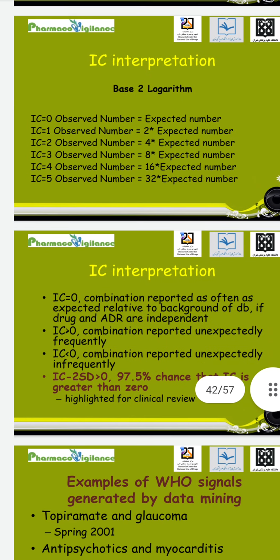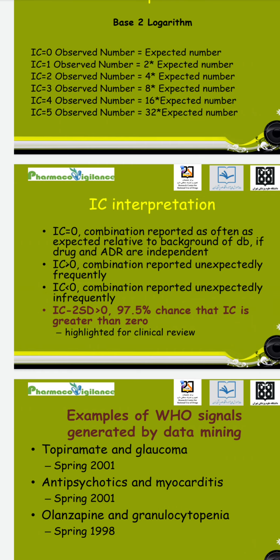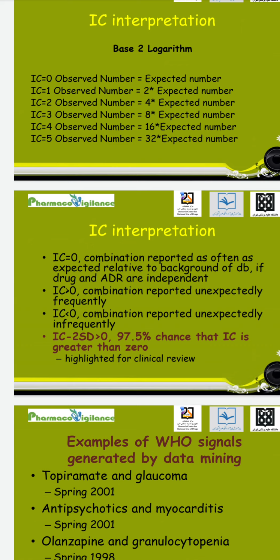IC interpretation. If the IC is 0, the observed and expected are equal, so the combination is reported as often as expected relative to the background of the database if drug and ADR are independent. Drug and ADR are independent because the observed and expected are equal.